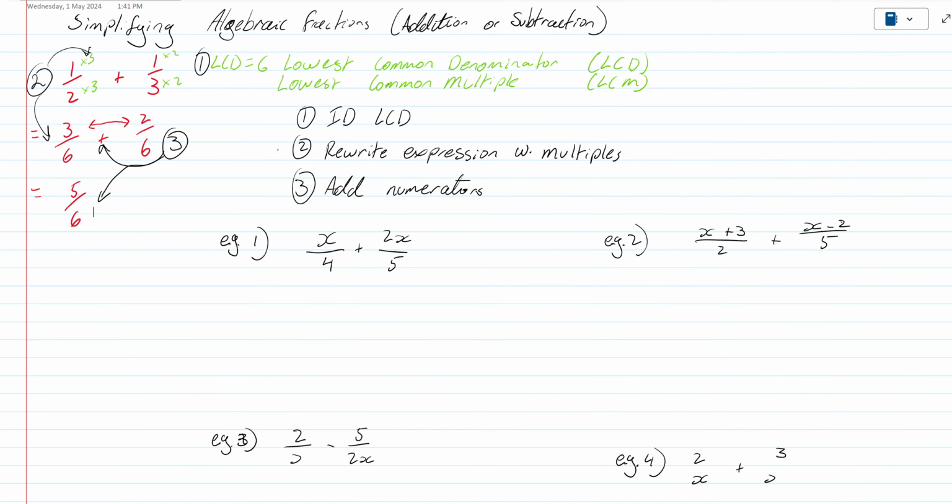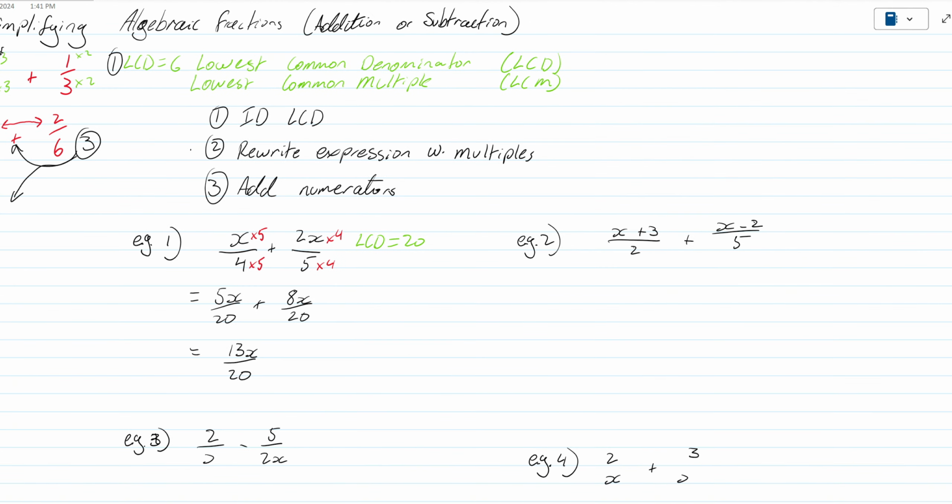So in this example here, we have x over 4 plus 2x over 5. The lowest common denominator is equal to 20. So we need to multiply top and bottom by 5 to get a denominator of 20. And on this side, top and bottom by 4 to have that common denominator of 20. So that gives us 5x over 20 plus 8x over 20, which will then give us 13x over 20.